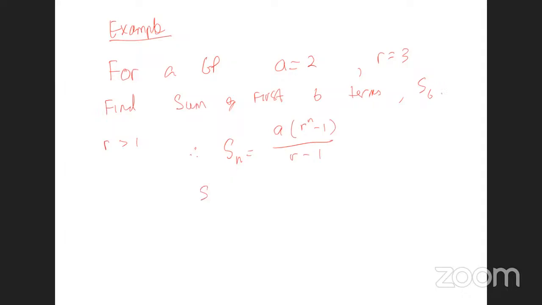This will be S6 is equal to 2 times, R is 3, right? 3 to the 6 minus 1, all over 3 minus 1. Right? Put in the calculator exactly like that with brackets and tell me how much you get. Just like that, with brackets and everything, right?